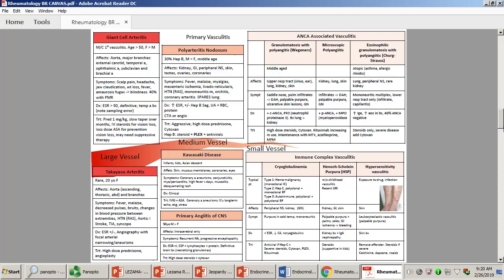Takayasu, so this one's pretty rare. Females is most common. Of course, you also think Asian population too as well, but it doesn't have to be. So very large vessel, aorta, again, and all of the branching vessels coming off of the aorta is what you see associated with it. So here you're going to have your systemic symptoms yet again.